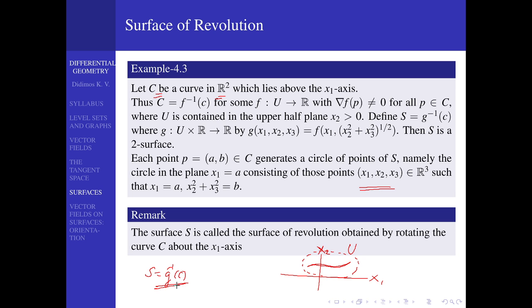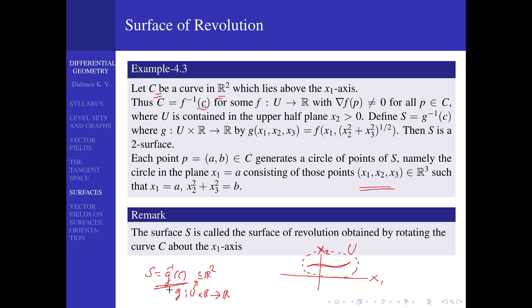Okay, what is G inverse C? This C is the same as F inverse c. So using that C, we define S equal to G inverse C, where G is a function from U cross R to R, and in fact this U is a subset of R2, right? So the domain of G is always an open set in R3. Okay, so this G is a function from R3 to R. Now consider G inverse C.